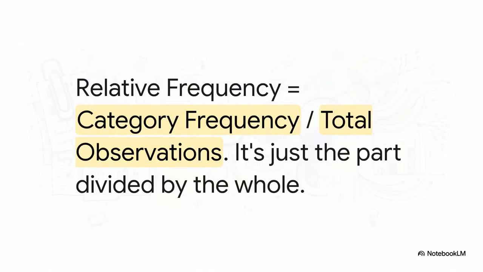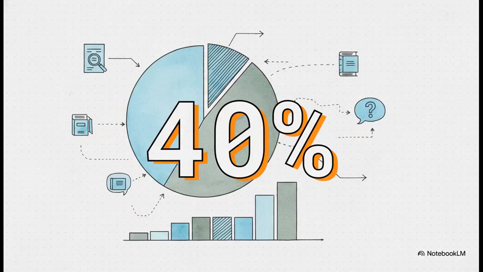And the formula? It could not be easier. You just take the frequency for one category, that count we just found, and you divide it by the total number of responses you have. It's literally just the part divided by the whole. Simple as that. So, for our big winner, category A, we take its frequency, which was 4, and divide it by our total of 10 responses. That gives us 0.4, or, as we'd usually say, 40%. See? Now we have a number that anyone can understand in a heartbeat.